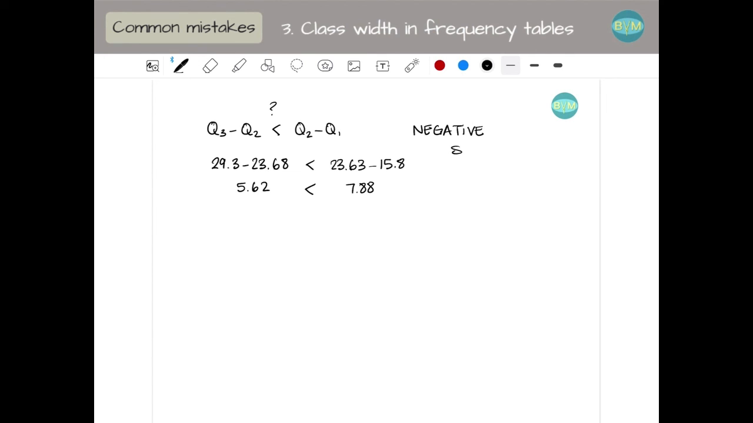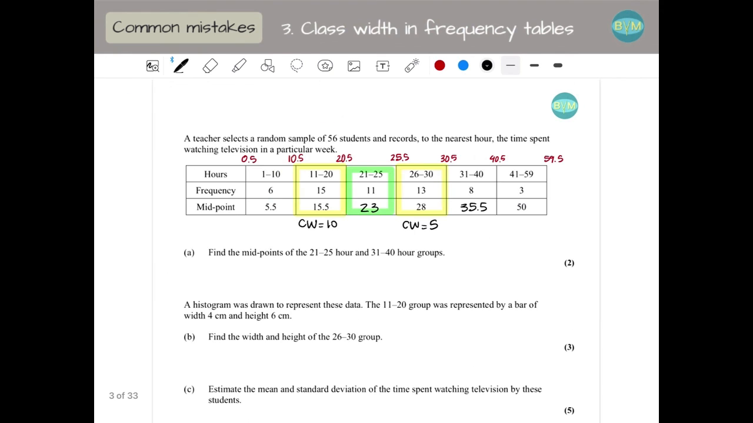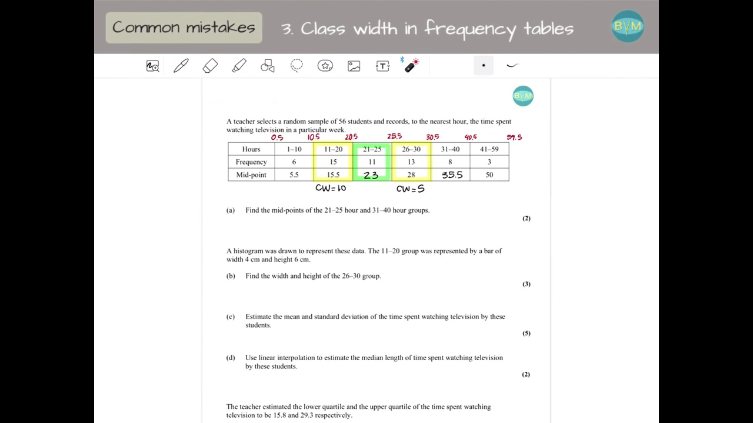Yeah, and that's what you have to do. Skewness. Yeah, you compare Q3 minus Q2 with Q2 minus Q1. And that's it for this question. Just remember that mistake. So the interval is really not 11 to 20, it's 11.5 to 20.5. That won't affect the midpoint, but that will affect other things like the interpolation or the bars if you have to do something with a histogram.